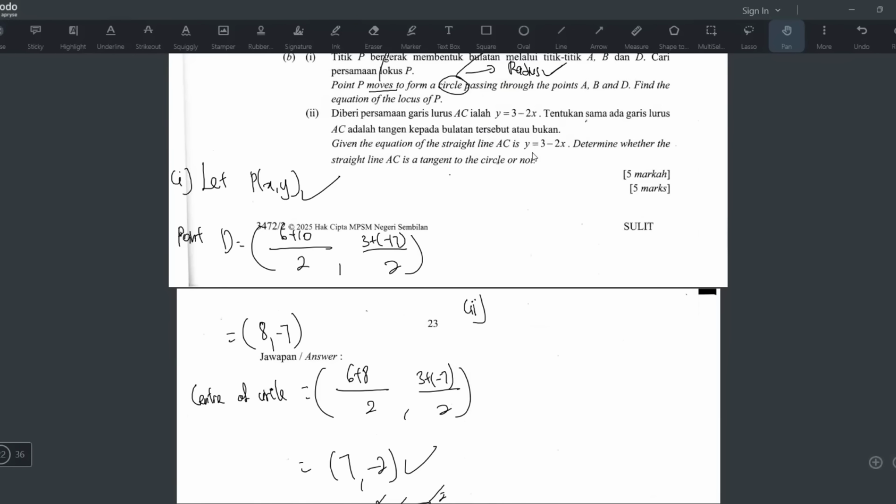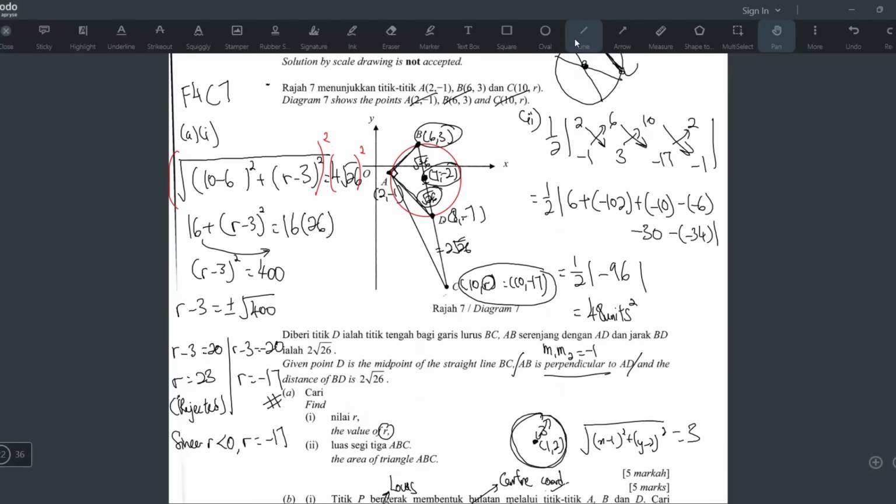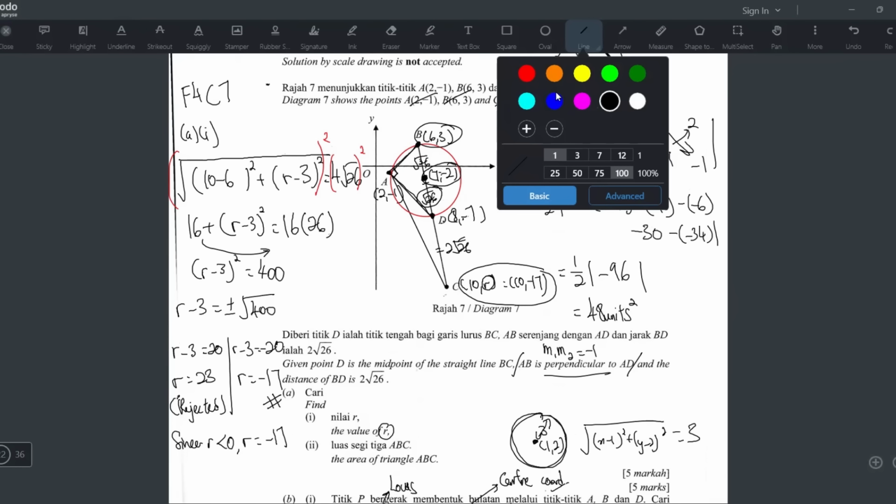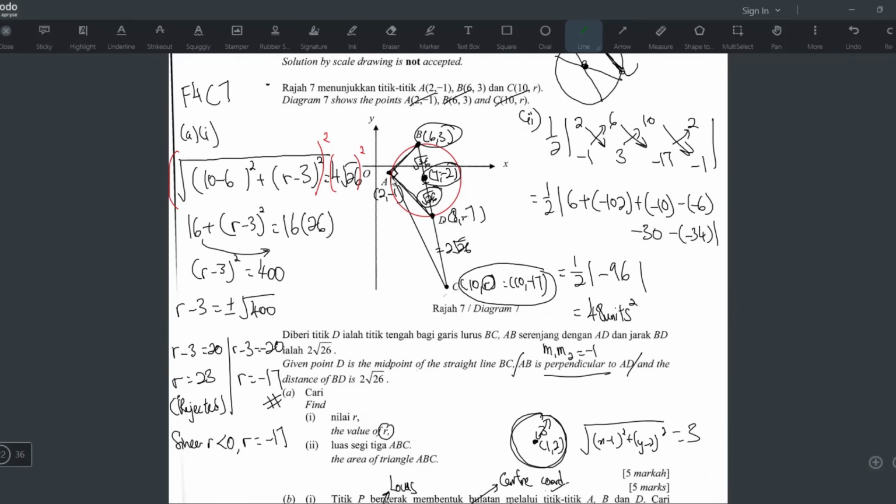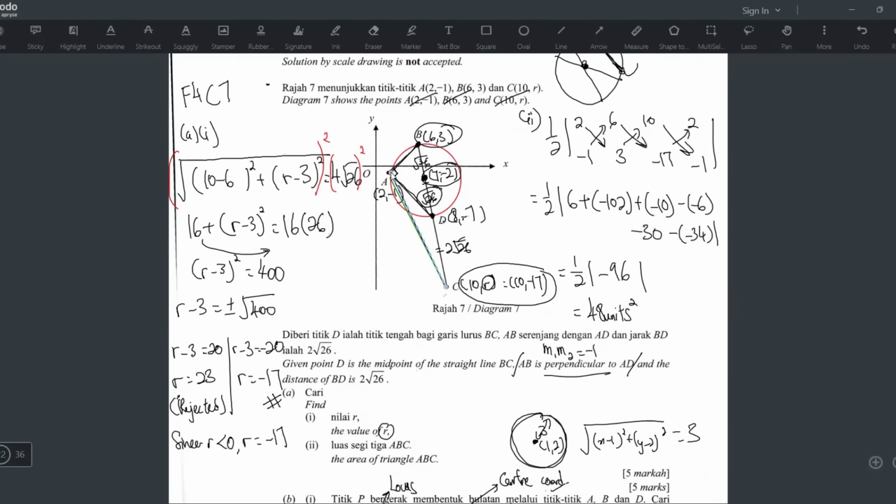So given the equation of straight line AC is y equals 3 minus 2x, determine whether the straight line AC is tangent to the circle or not. Okay, circle is like this, right? Let's just do it in the diagram. So where's AC? Let's use another color here, green color. AC is from here to here. So they're asking you whether this green color line is tangent to the circle. If the line is tangent to the circle, the line will only touch the circle at one point. If the line touches at one point, then only it's called the tangent line.